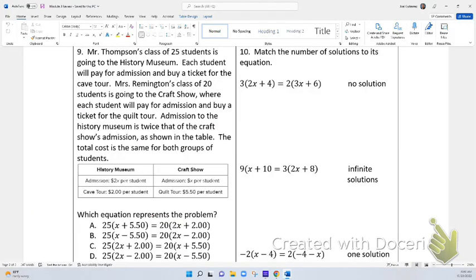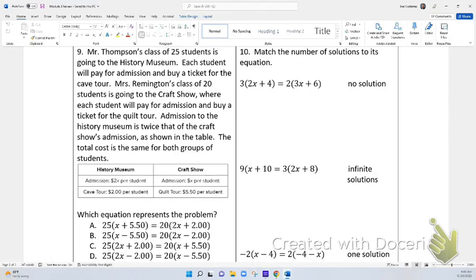Alright, so for number 9, it says Mr. Thompson's class of 25 students is going to the History Museum. Each student will pay for admission and buy a ticket for the cave tour. Miss Remington's class of 20 students is going to the craft show, where each student will pay for admission and buy a ticket for the quilt tour. Admission to the History Museum is twice that of the craft show's admission, as shown in the table. The total cost is the same for both groups.